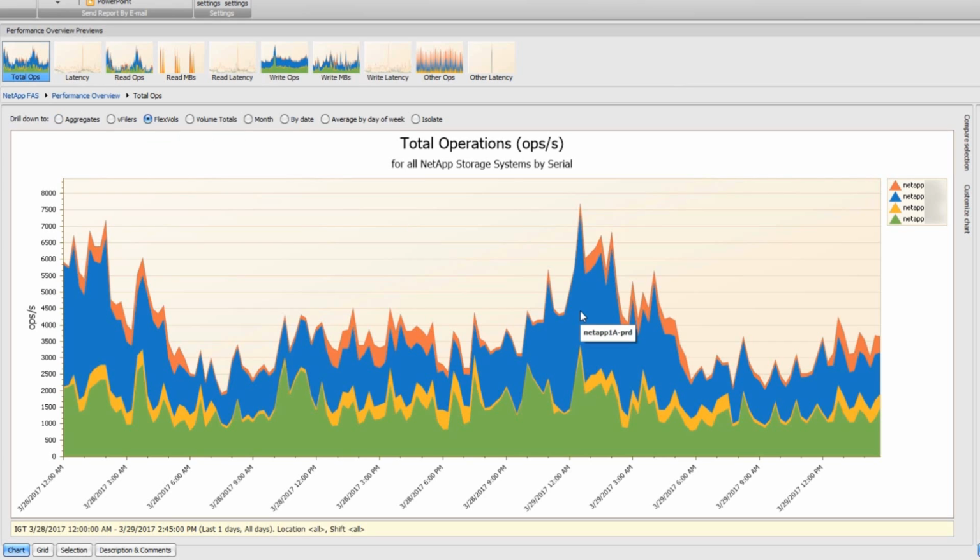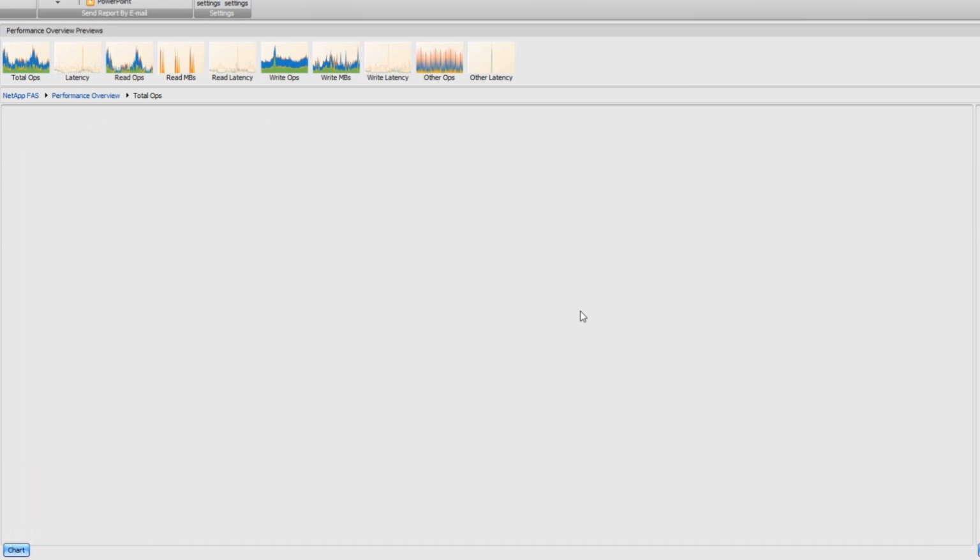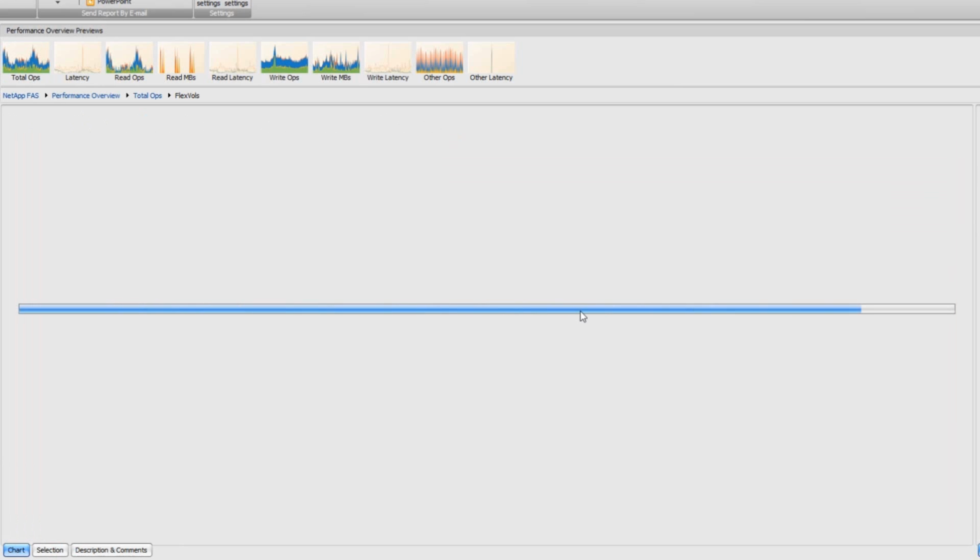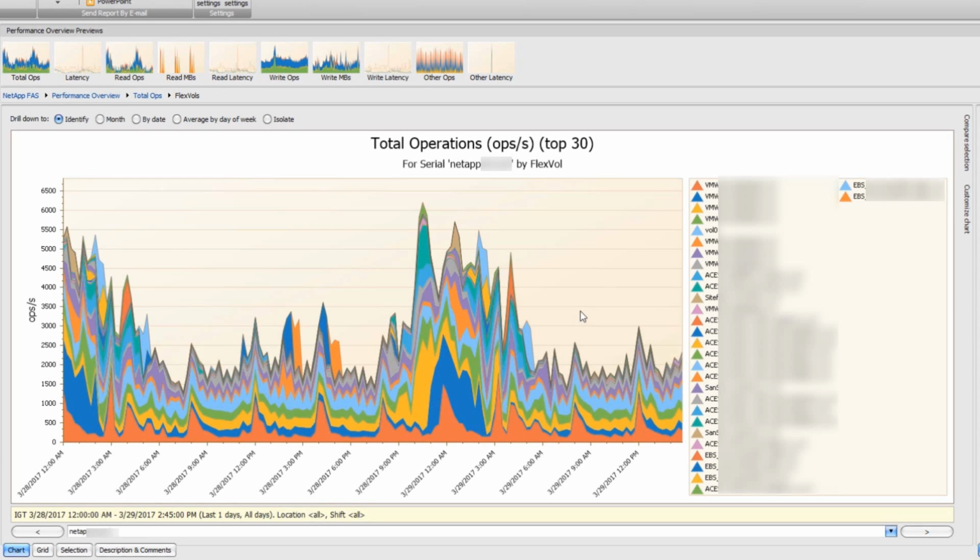Let's go down to the FlexVol, and I'll drill down on the blue area, and this is going to show me who is driving the workload on this particular NetApp controller. And I've selected FlexVols, so it's a lot of information, a lot of very detailed information. And now we have a list of all of the FlexVols in the environment and who's driving the load. And if we hover over a particular series, we can see which volume or FlexVols are driving the load.